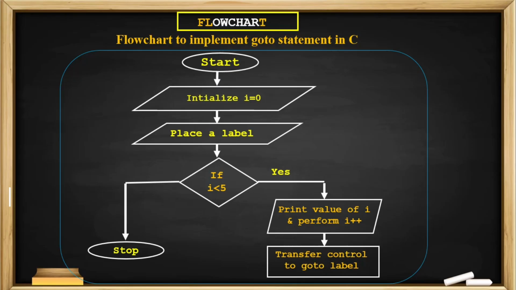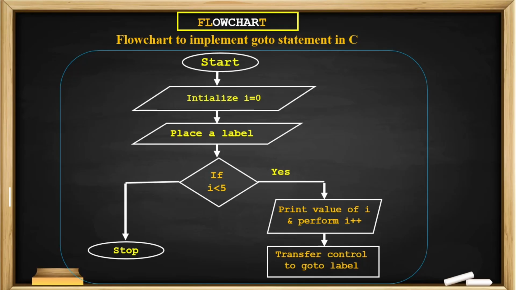Now we shall discuss about flowchart to implement goto statement in C language. Flowchart always begins with start and ends with stop. First, we will initialize variable I as 0 in input-output block. Next, we shall place a label in input-output block. Later, condition is checked whether I is less than 5.